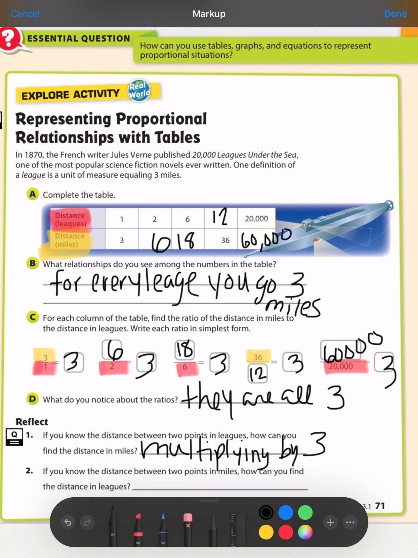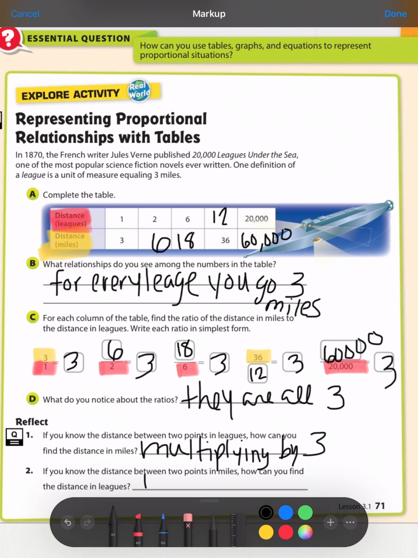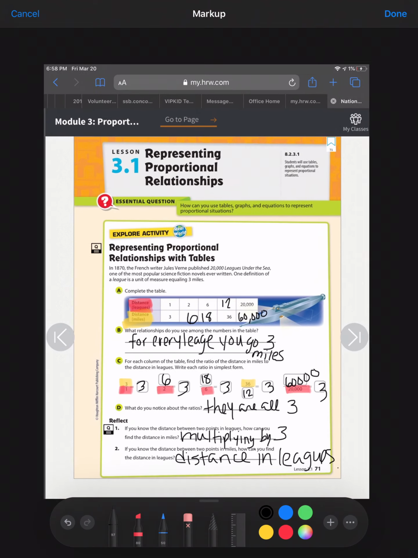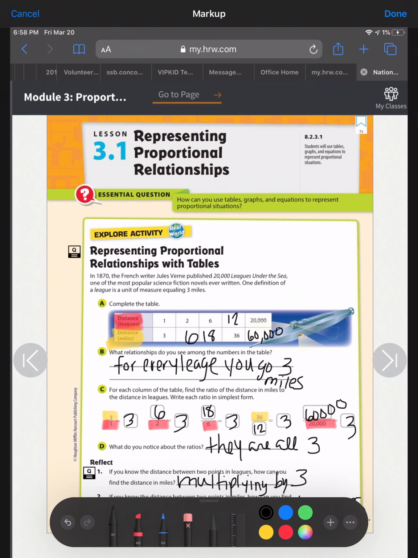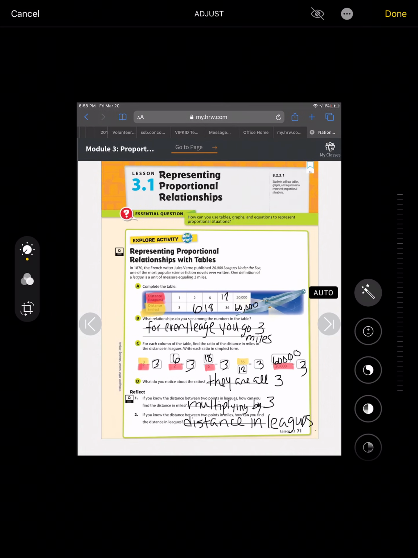Let me hide that. Can I hide? I cannot hide. Alright, and there's the end of page 71. Let me make sure I don't want to click down again.